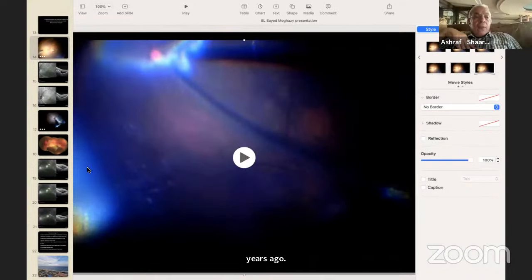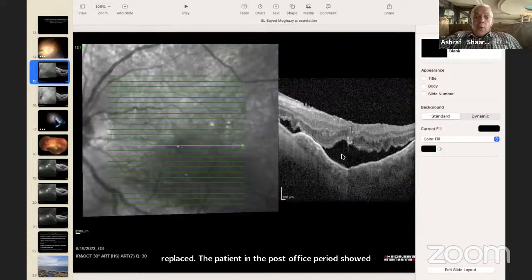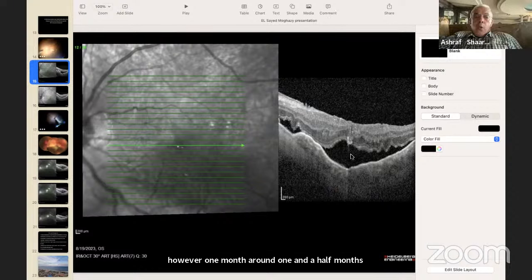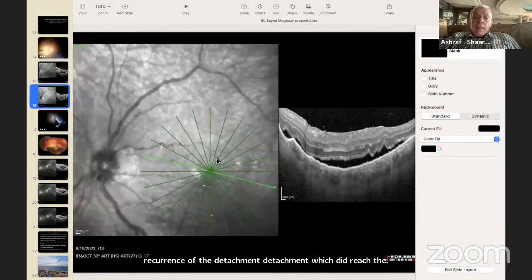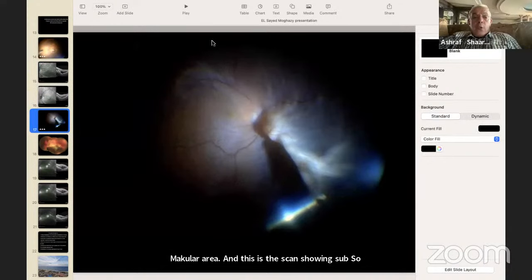The patient in the post-operative period showed flattening of the retina and closure of the macular hole. However, 1 month, around 1.5 months following the disappearance of the gas, there was recurrence of the detachment, a detachment which did reach the macular area. And this is the scan showing subretinal fluid. So the patient has to go back to surgery.